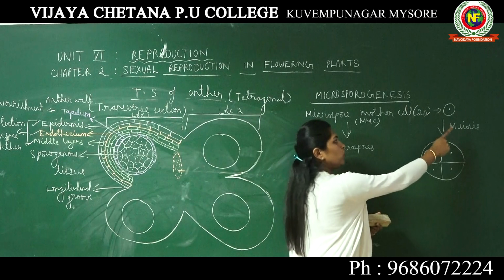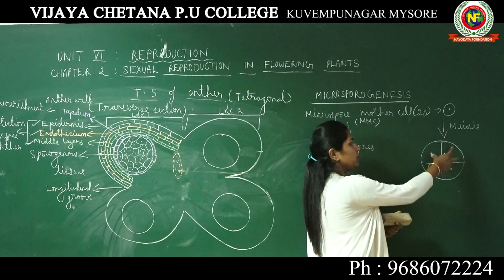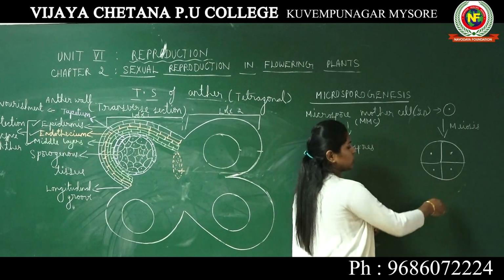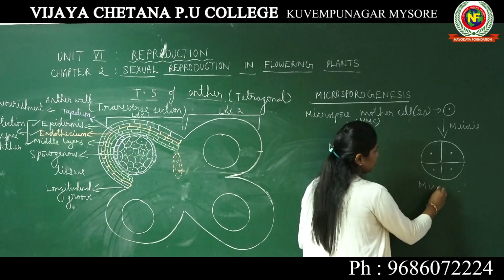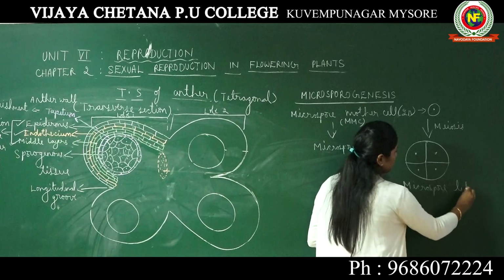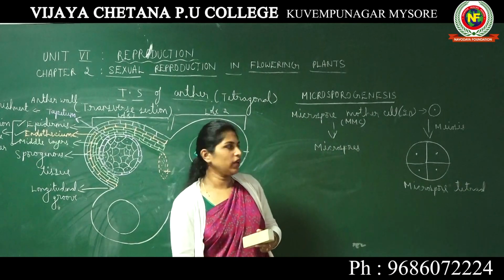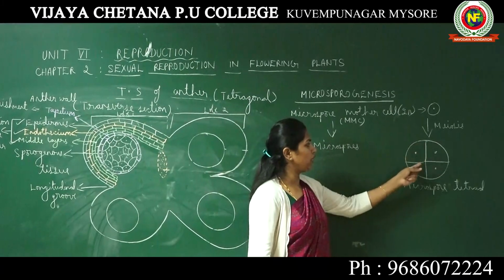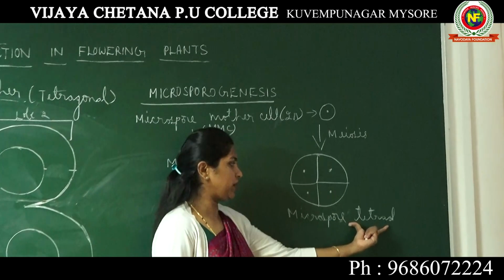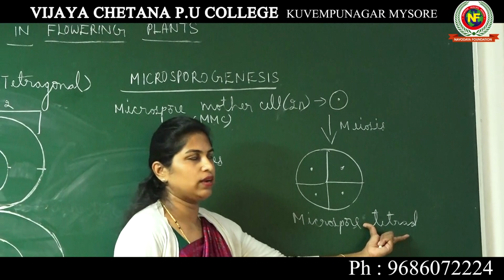Microspore mother cells undergo meiosis and produce 4 cells. All the 4 cells remain close with each other. This structure is known as microspore tetrad. When all the 4 microspores are together, not separated from each other, this structure is known as microspore tetrad.